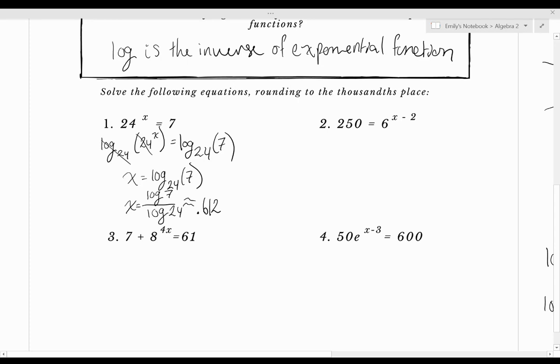You always round at the very end, and the reason for that is just to make sure on assessments and quizzes we're all getting about the same answer. If we round partway through, it's going to mess up our answer, and you won't get it right on a test or a quiz. So just make sure you're waiting until the very end.